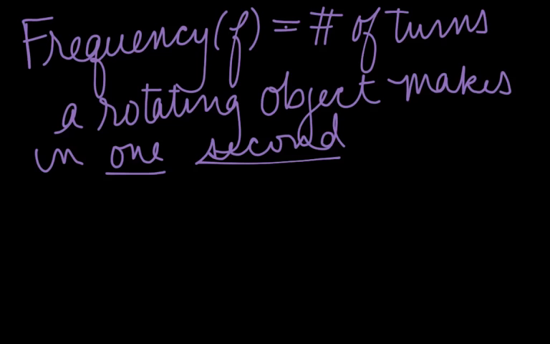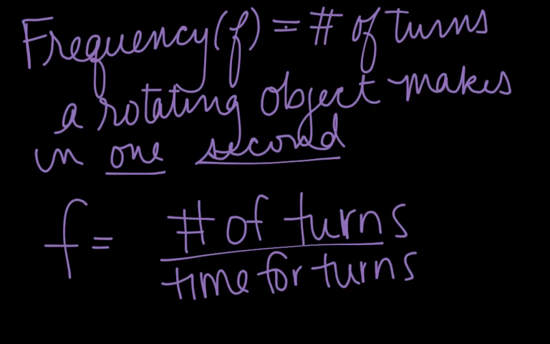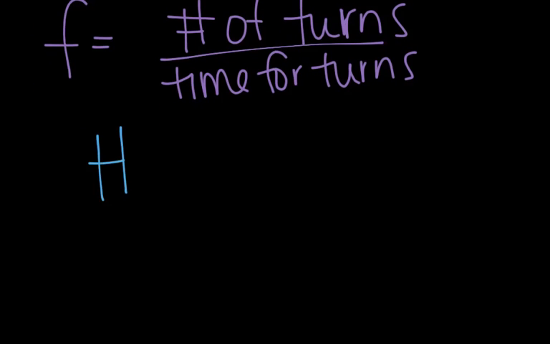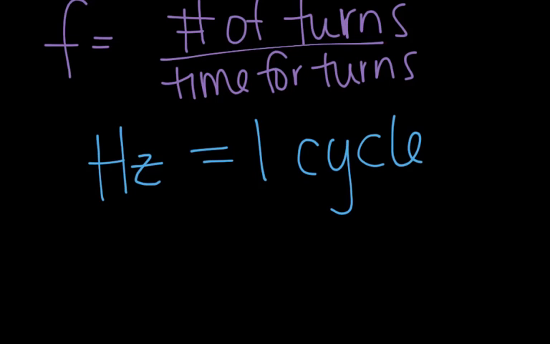Frequency is the number of turns a rotating object makes in 1 second. I usually consider this cycles per second, or the number of turns divided by the time it takes to make those turns. The unit is cycles per second, or hertz, if you remember, Hz. 1 cycle per second is equal to a hertz.